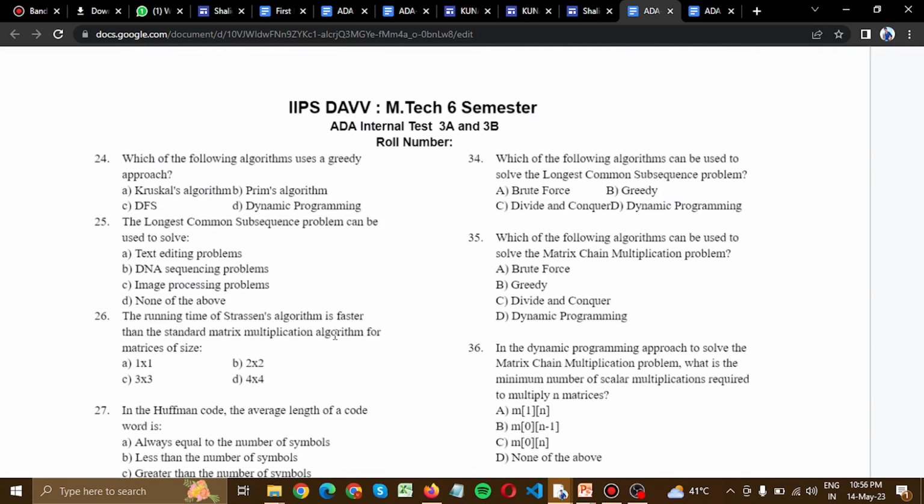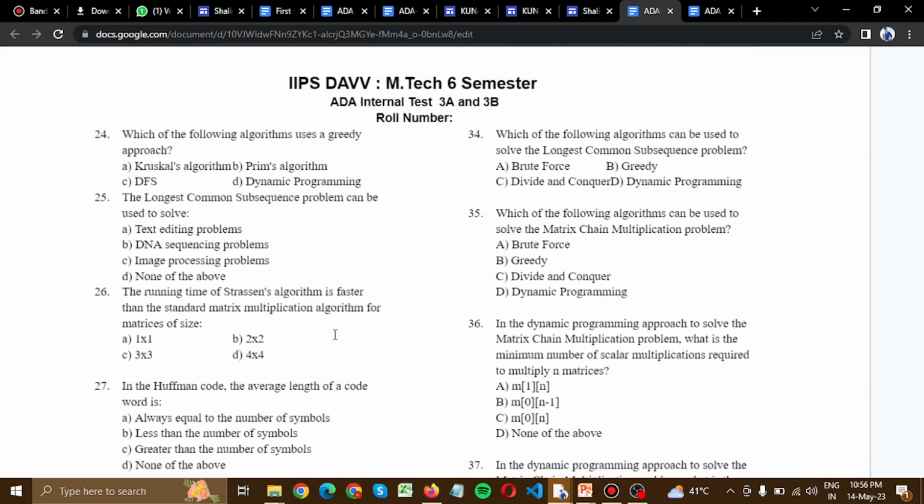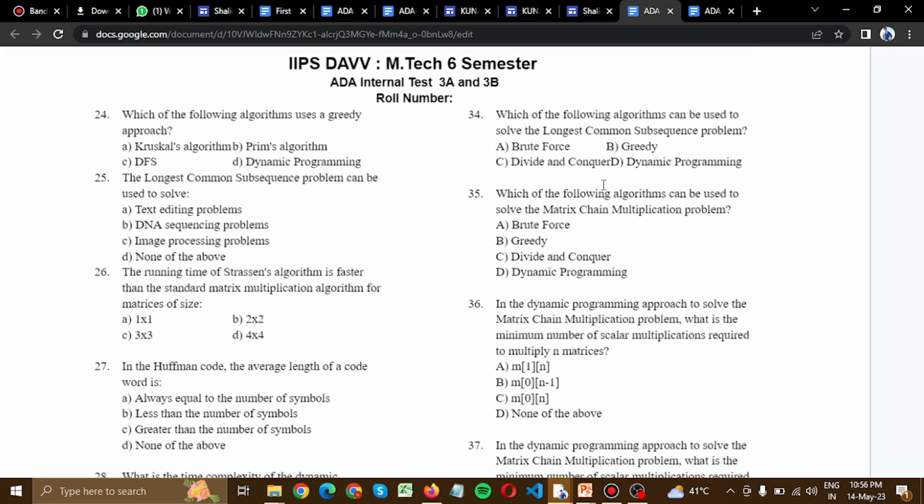Now next question, that is question number 34. Which of the following algorithms can be used to solve the longest common subsequence problem? The algorithm that can be used to solve the longest common subsequence problem is dynamic programming. That is option number D. Now next question number 35. Which of the following algorithms can be used to solve the matrix chain multiplication problem? All of the four mentioned algorithms can be used to solve it. However, the most efficient and widely used algorithm for this problem is dynamic programming. That is option number D.